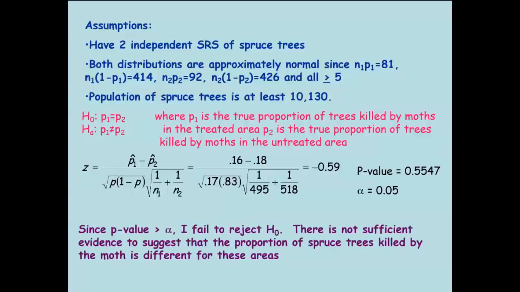So our conclusion would be, since the p-value is greater than alpha, I fail to reject the null. There is not sufficient evidence to suggest that the proportion of spruce trees killed by the moth is different for these areas.